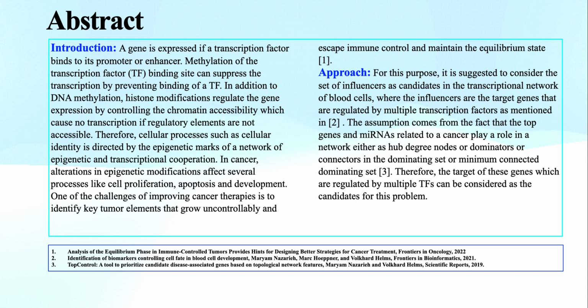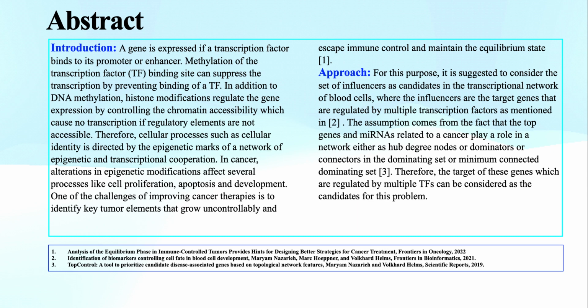In addition to DNA methylation, histone modifications also regulate the gene expression by controlling the chromatin accessibility, which causes no transcription if regulatory elements are not accessible. Therefore, cellular processes such as cellular identity are directed by epigenetic marks of a network of epigenetic and transcriptional cooperation. In cancer, alterations in epigenetic modifications affect several processes such as cell proliferation, apoptosis, and development.